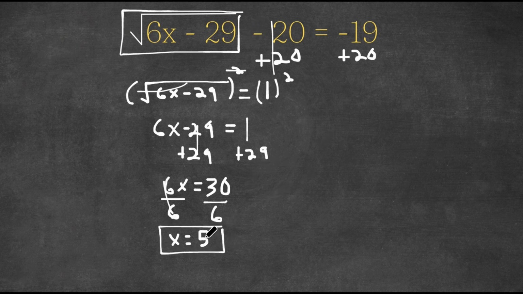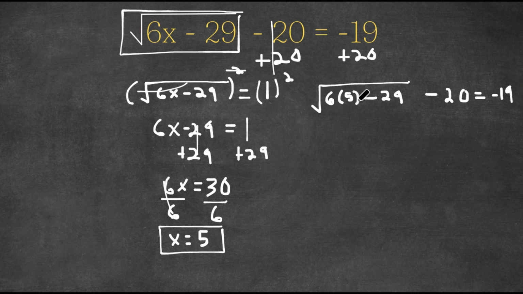Now, why don't we plug this in and see if we were right? So we're going to plug in 5 for x. So this is the square root of 6 times 5 minus 29, minus 20 equals negative 19.